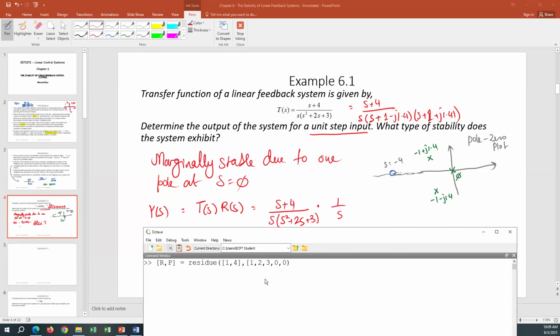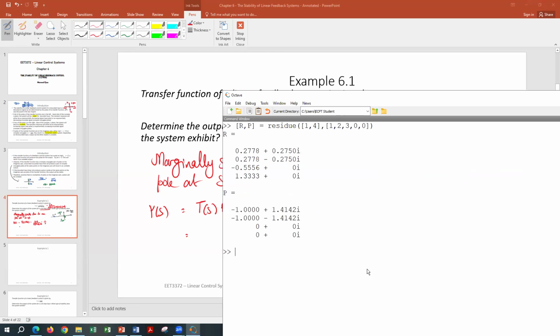So you have to make sure you use zeros for the powers of s that are not present in the equation. So you have s to the 4 plus 2s cubed plus 3s squared plus 0s plus 0. That's the equation from the highest power to the lowest power of s. And this is what you are going to get. The first two, we were expecting those two roots, and the second ones are s.